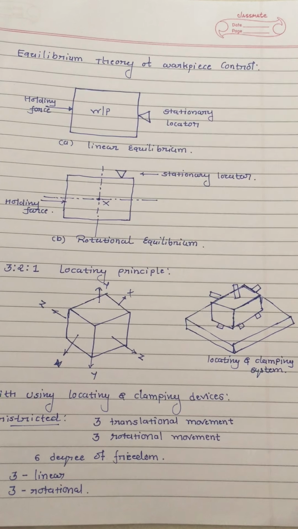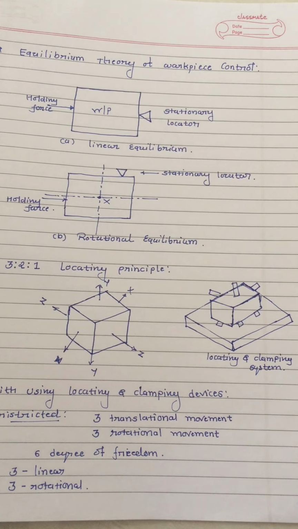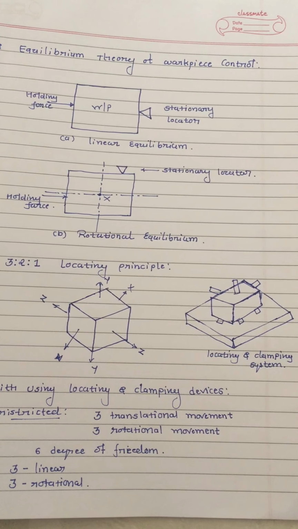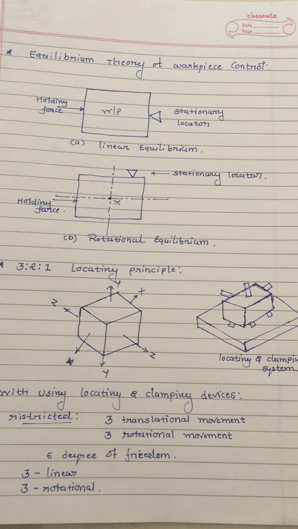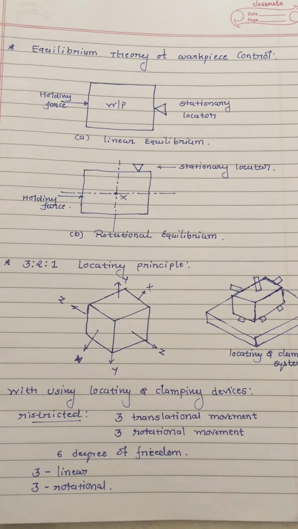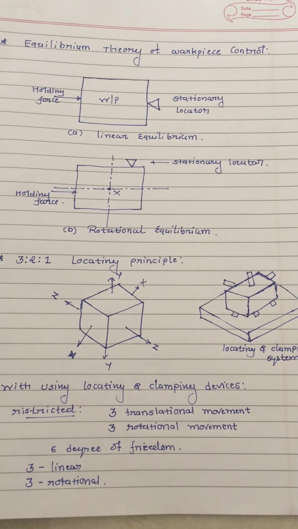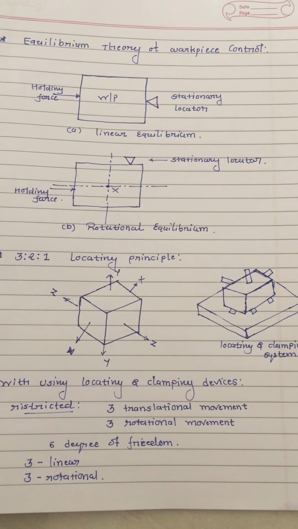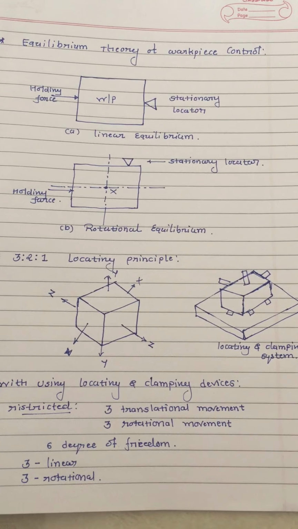So in today's lecture, we discussed the basic introduction of jigs and fixtures, then the primary objectives, then the advantages and limitations, the basic elements, and the equilibrium theory of workpiece control, right? So in the next topic, we are going to the locating principle, the 3-2-1 locating principle. I am giving you a slight intro of that locating principle.